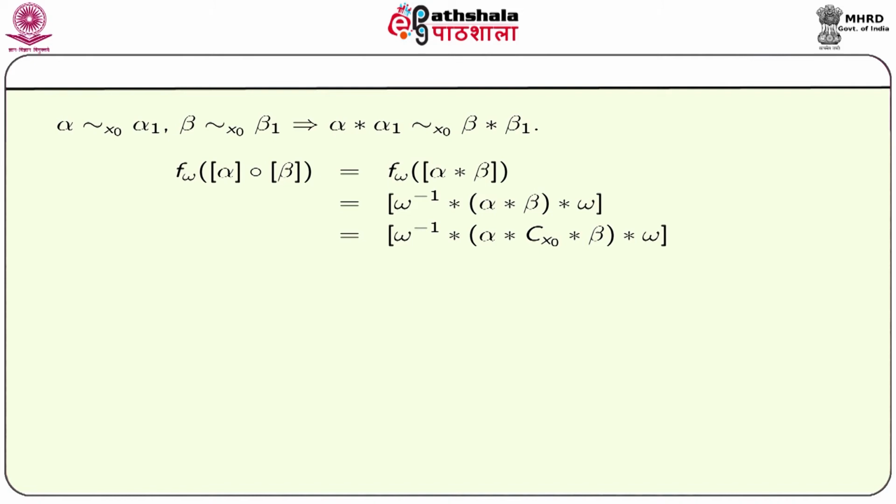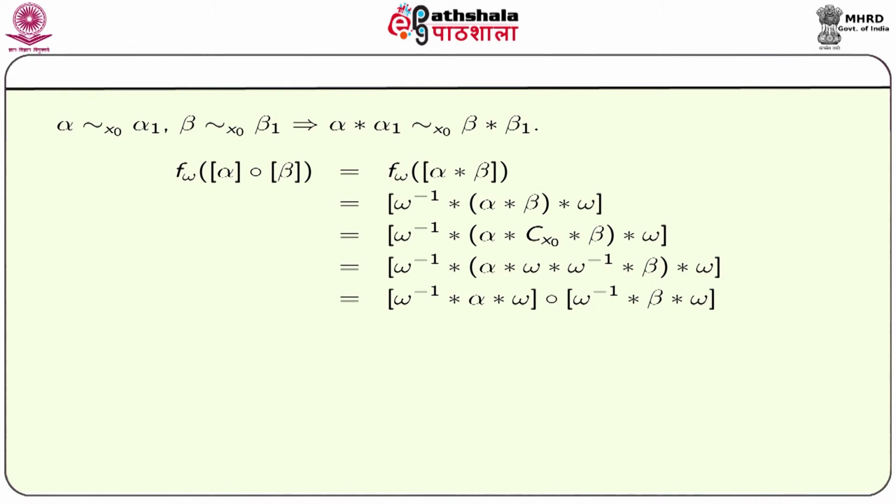Why can we do this? Because we know that alpha star Cx0 is path homotopic to alpha and everything is within the equivalence class. So, we can well replace alpha by alpha star Cx0. So, now again omega star omega inverse is path homotopic to Cx0 and therefore, Cx0 can be replaced by omega star omega inverse.